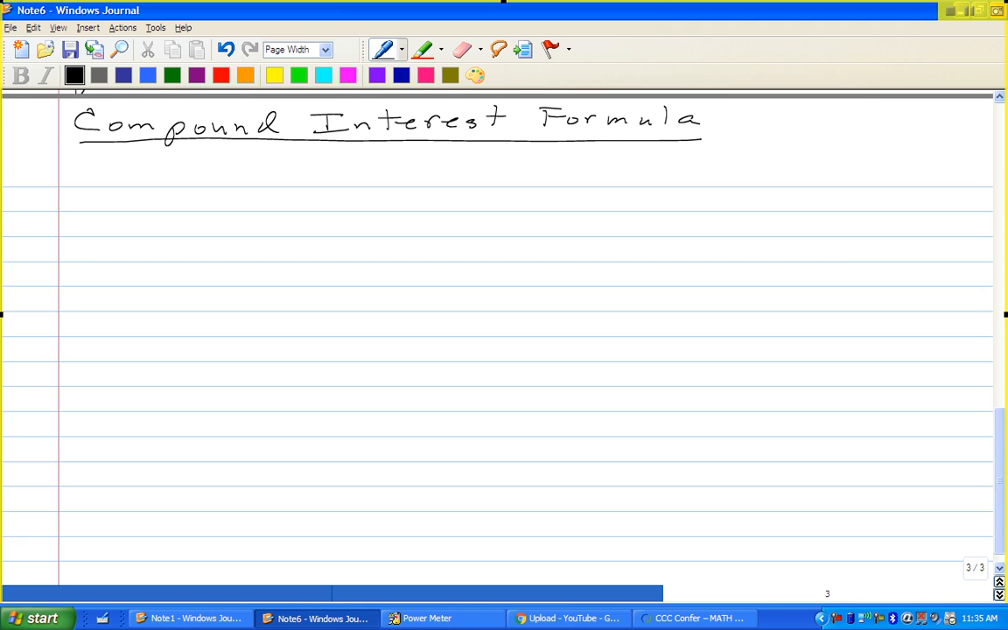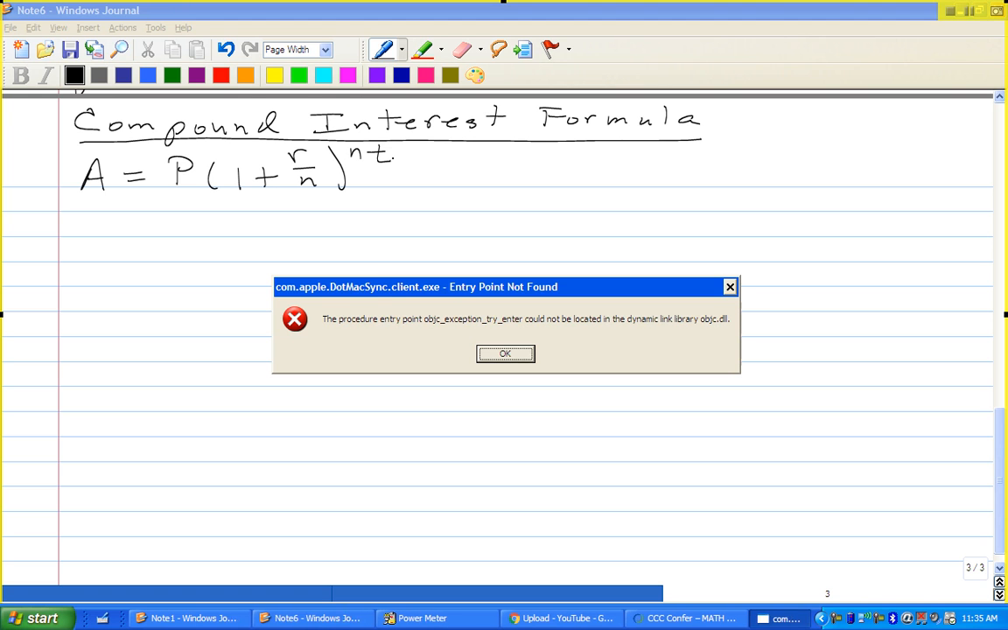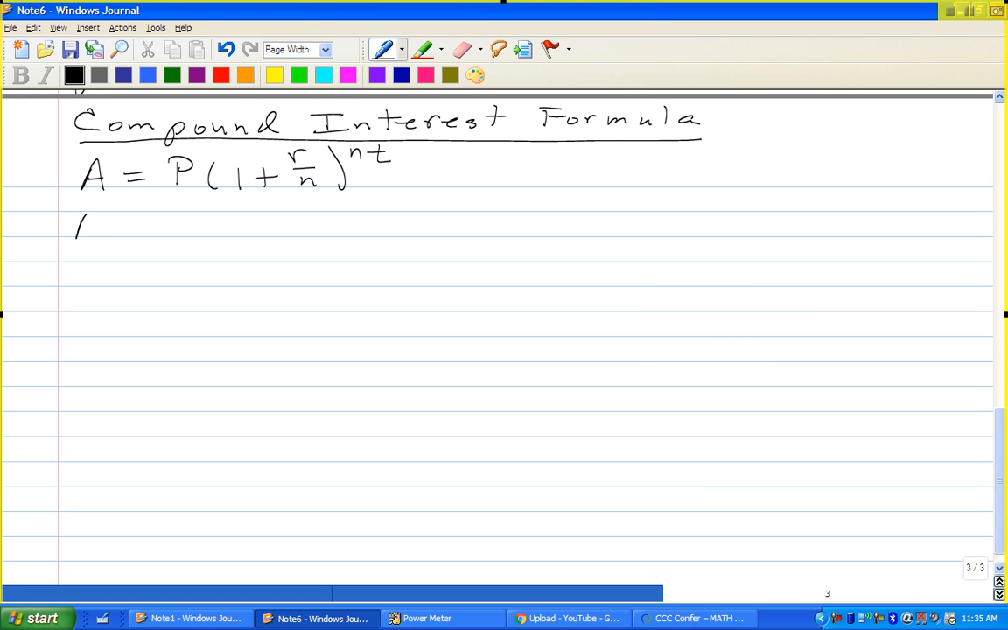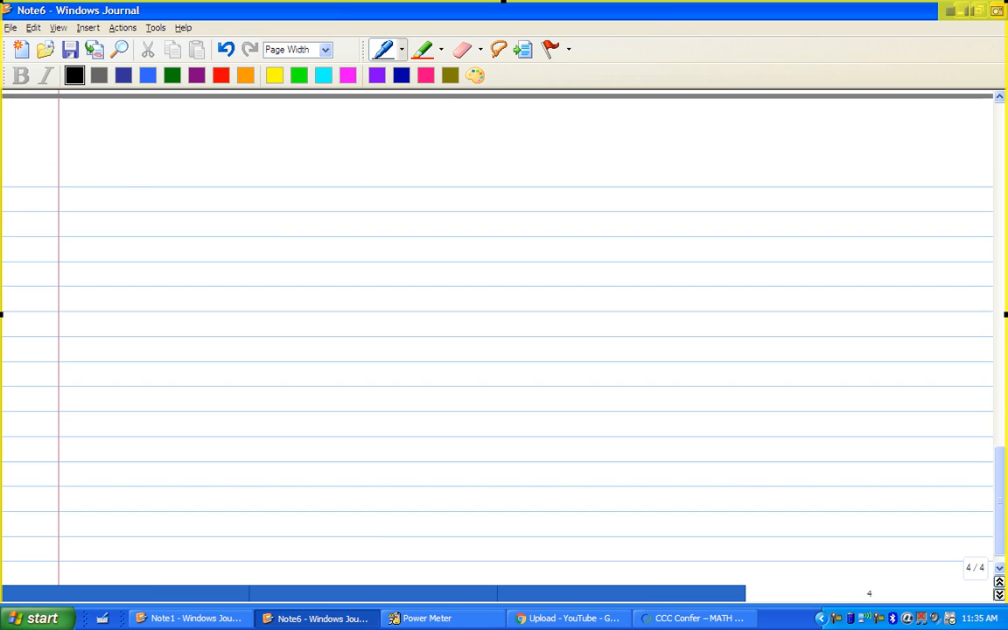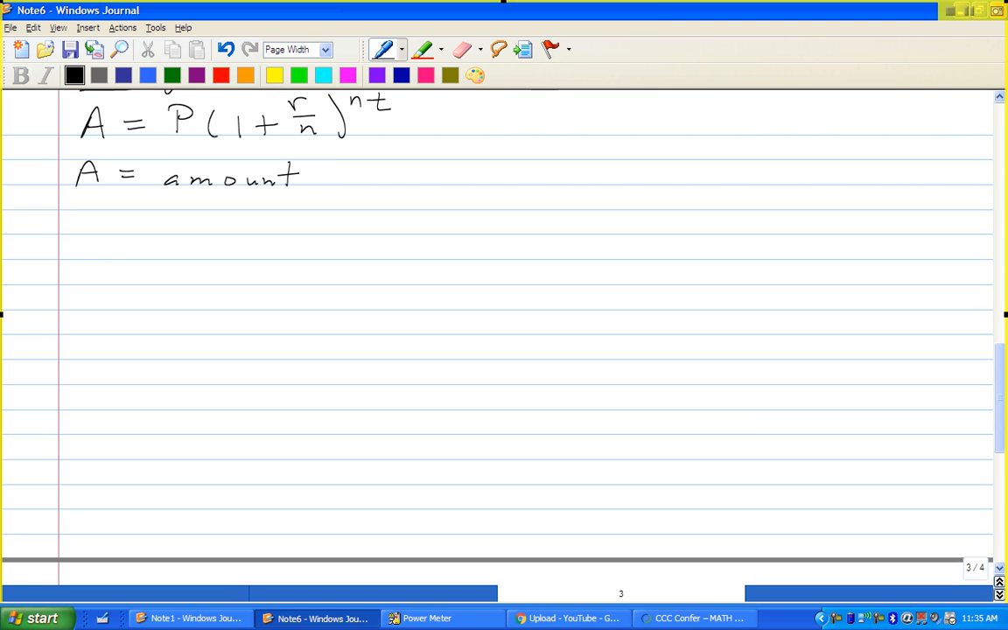And so the formula is A equals P(1 plus r over n) to the nt. A is the same. A is the amount of money in your account after t, and this includes both your principal and your interest. P is the principal.